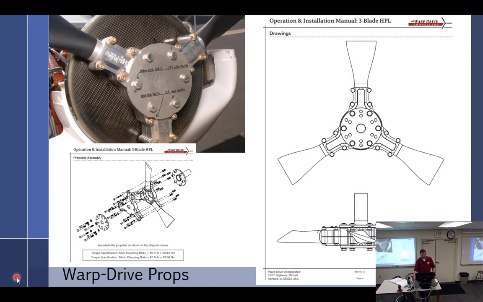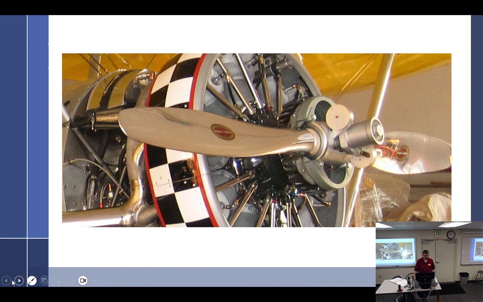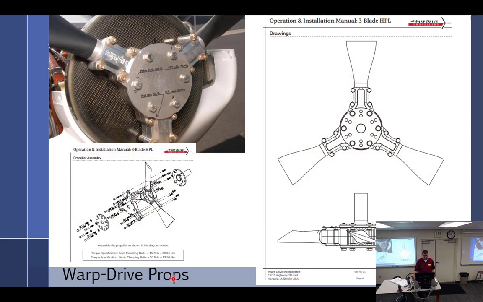Another type of ground adjustable. So ground adjustable is just going to have a hub that clamps it in place. That's a warp drive. See, right there, warp drive props. I have not worked on a warp drive, but I believe that's what you find on Rotax.